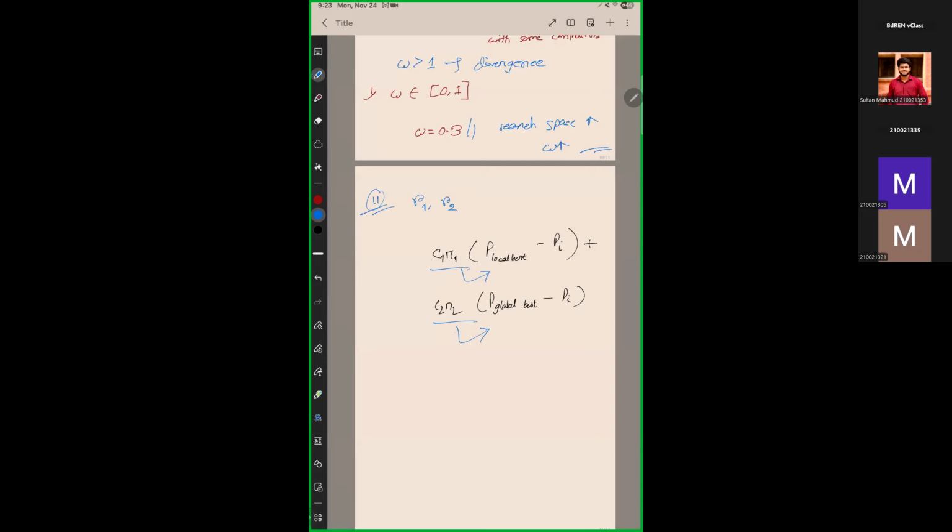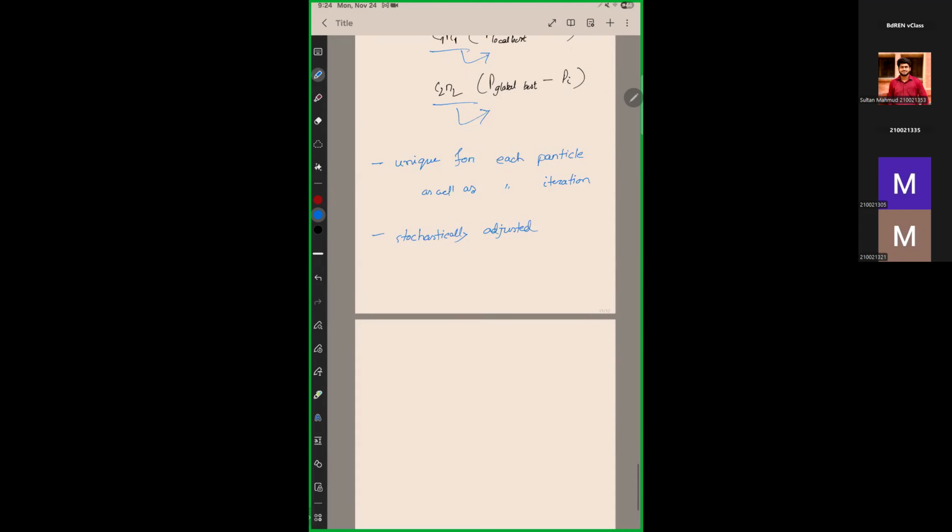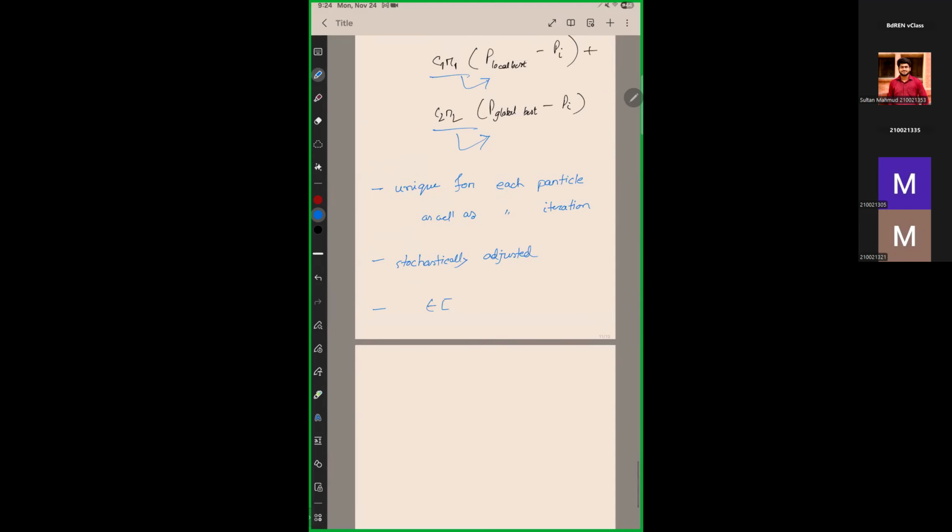Now, we'll come to C1 and C2 later. Let's come to R1 and R2 first. These R1, R2 are unique for each particle as well as each iteration. And these values are stochastically adjusted. And the value is usually kept between 0 and 1.